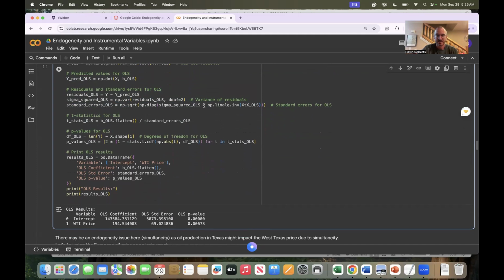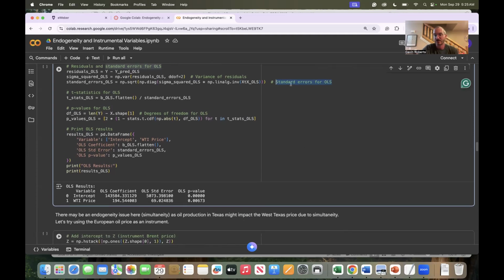And then I can get my OLS standard errors. So sigma squared times X prime X inverse. You could probably remember that from the variance of OLS. This is our standard errors for our OLS beta estimates. And then, of course, once we have a standard error, we can get a test statistic, which is just our OLS coefficients divided by their standard errors. So that's always what a test statistic is, it is an estimate divided by its standard error, right?